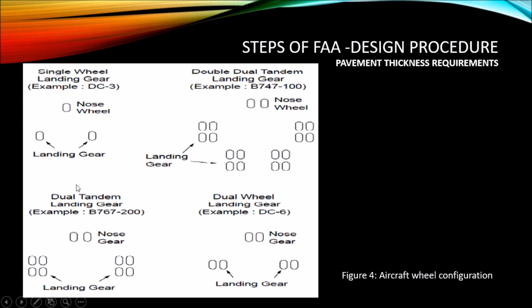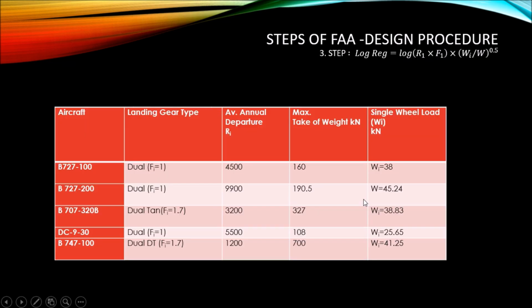We have double dual, we have dual tandem. Dual tandem has 8 gears. So what we need to do is to go back to this very one, which is the dual tandem type. We are going to multiply 327 by 0.95, which is 95%, and divide it by 8, which will give us this value. This very one is for dual type. We multiply 108 by 0.95, 95%, divide by 4, since it's dual, it's 4 wheels.